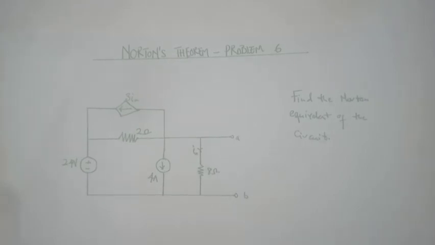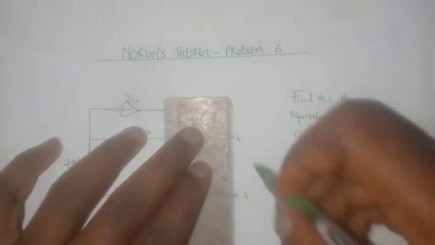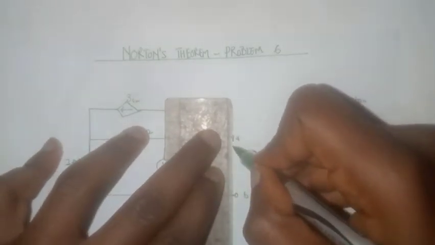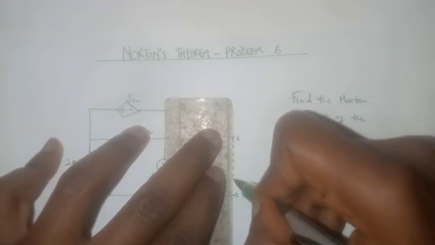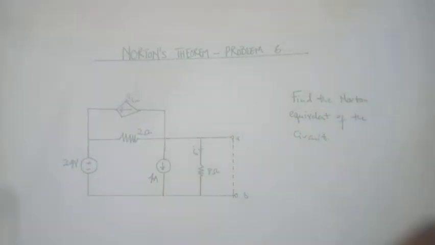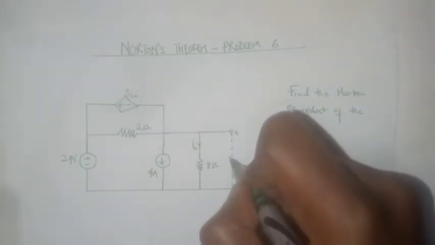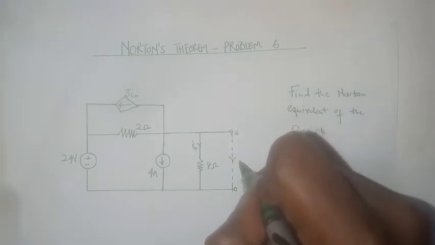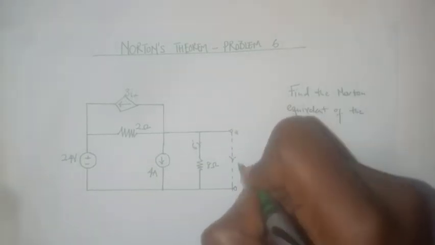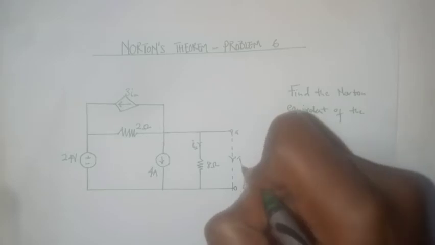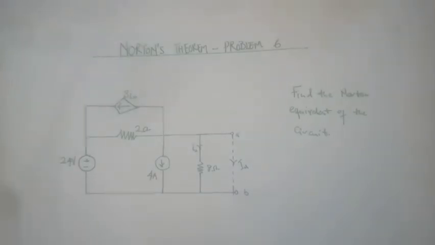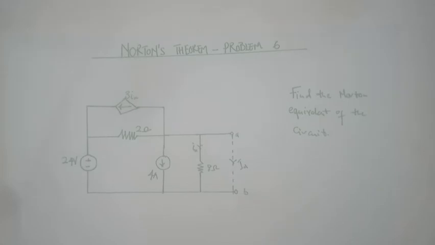To find the Norton current, all we have to do is connect a current source across terminals A and B, and the current that would flow in this direction through this short circuit would be I_N, which is the current source in the equivalent Norton circuit. To find that, we can simply use nodal analysis.